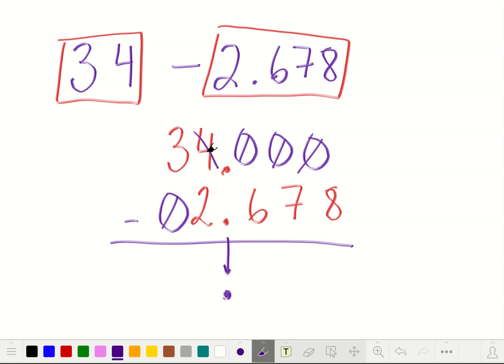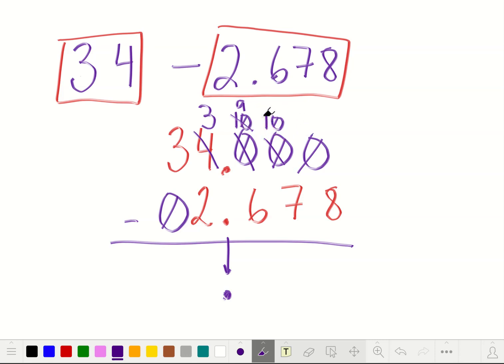So we're going to remove or regroup one whole 1. So now we're left with 3. And then we're going to take that one whole and rename it into 10 tenths. But remember, we still need to keep regrouping on down until we can subtract in the thousandths column. So we're going to remove 1 tenth. We're left with 9 tenths. Over here, that 1 tenth we renamed as 10 hundredths.